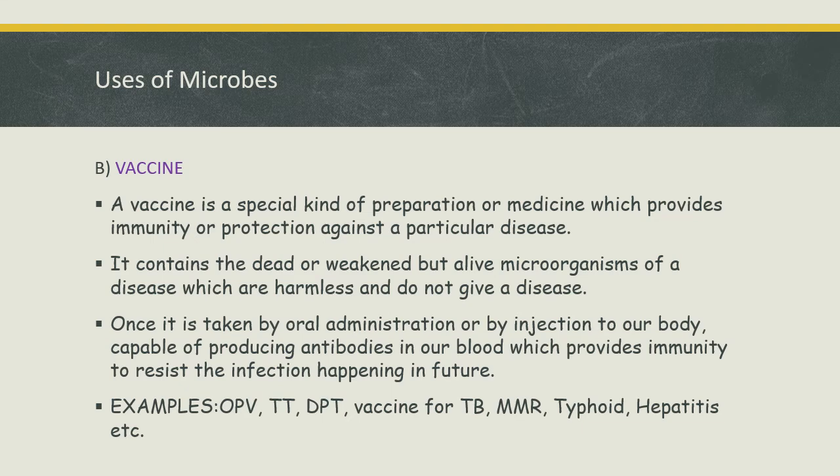So we have OPV, that is oral polio vaccine, TT, tetanus toxoid, and DPT, diphtheria, pertussis, tetanus. We have TB, tuberculosis, and MMR, a triple vaccination against 3 types of viruses: mumps, measles, rubella, etc. A typhoid vaccine is there, a hepatitis vaccine is there. We have different vaccines available now.